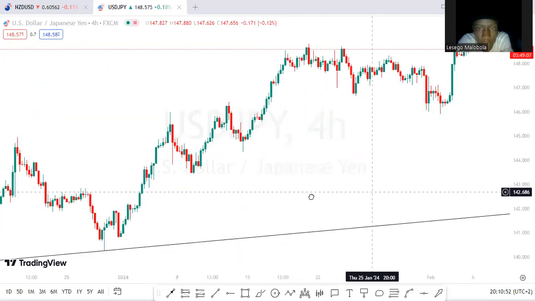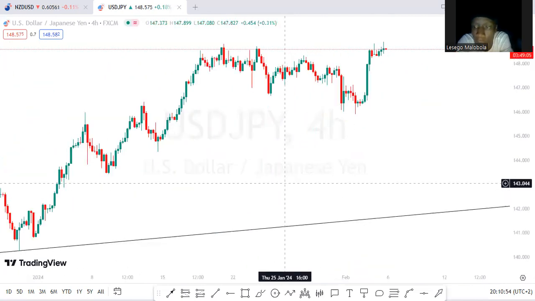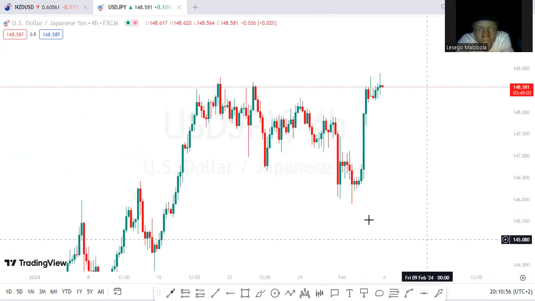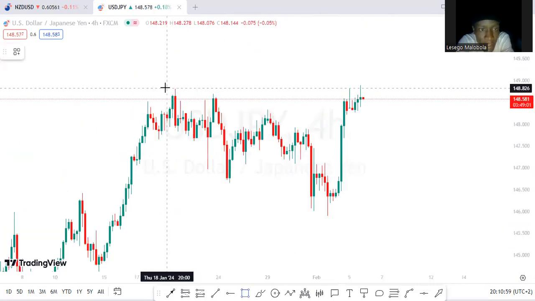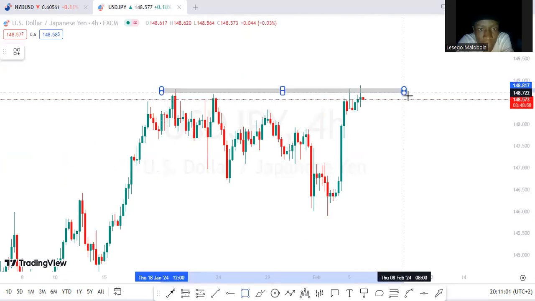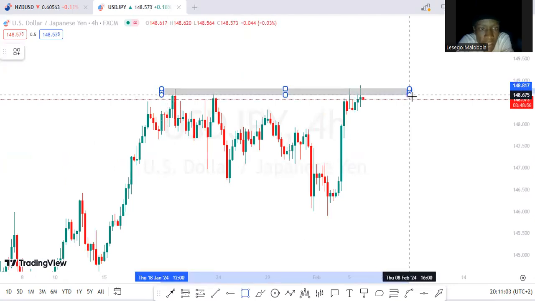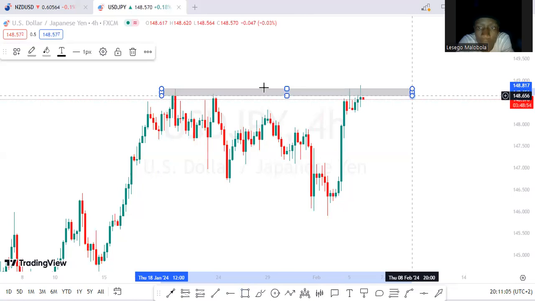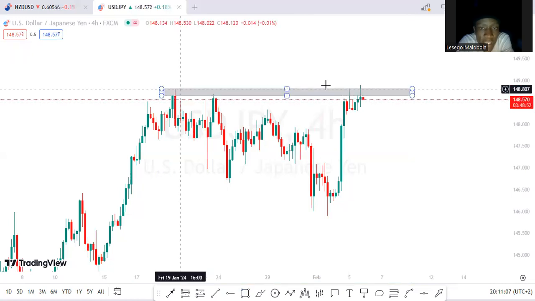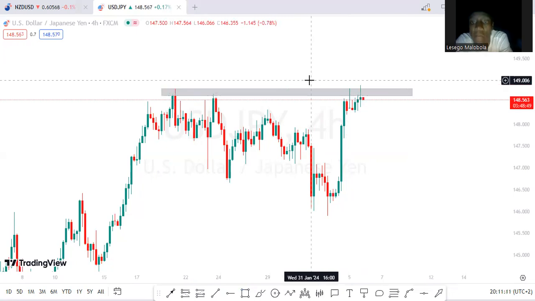If I look into the 4-hour time frame, guys, we have a clear resistance level here. You can see a clear resistance level. It's been respected quite a couple of times, guys. You can see here, first touch, second touch, third touch. Now this is our fourth touch, right?